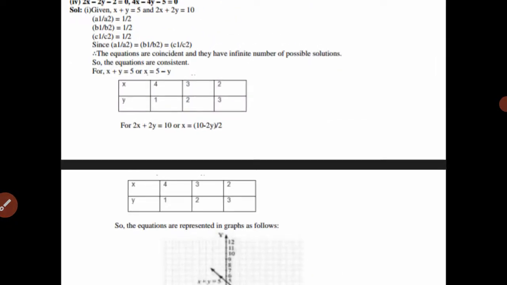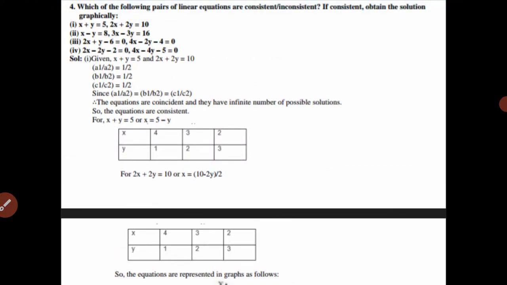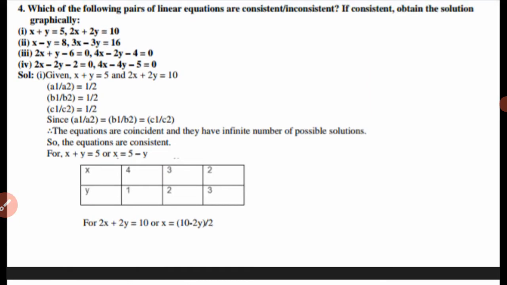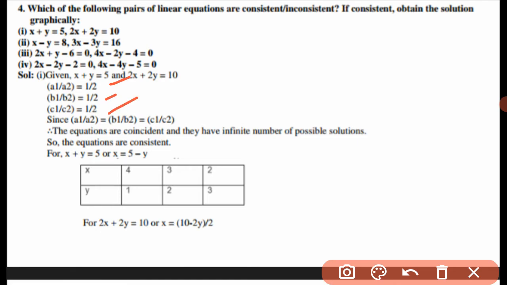So in question number 4, we have been given: which of the following pairs of linear equations are consistent and inconsistent. If consistent, obtain the solution graphically. So in the first case we have to obtain the solution, meaning first we will find the value of a1/a2, b1/b2 and c1/c2. When the condition a1/a2 equals b1/b2 equals c1/c2 is there, it means it is consistent. And if it is consistent, then we have to represent it by the graphical method.